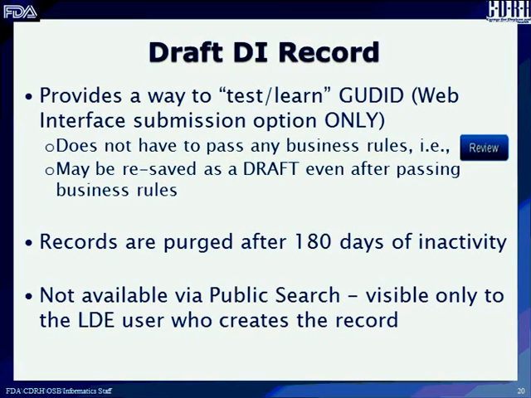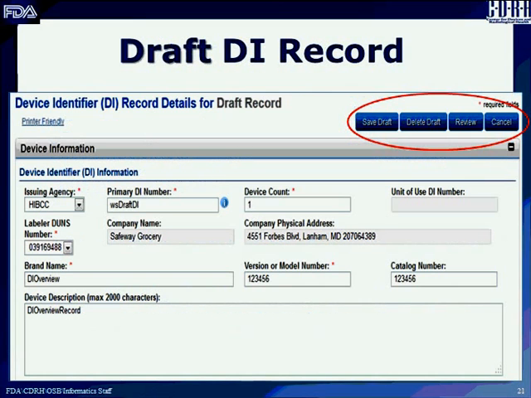In the draft state, you don't have to pass any business rules. You can pretty much use this option to come in, get a feel for how the DI record works, and enter your record without passing any business rules. You can resave the same record as a draft, even if you were to pass all the business rules. Maybe you're just testing it out. The records will stay in the database for 180 days. If after 180 days of inactivity they're still sitting there, then we purge them, because we don't want draft records sitting there in eternity.